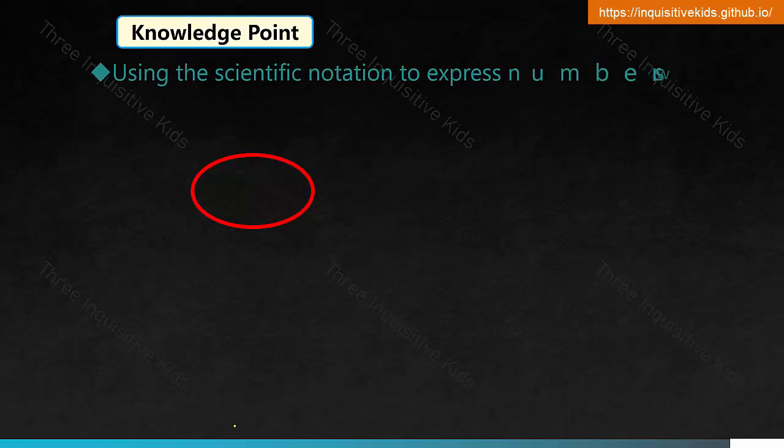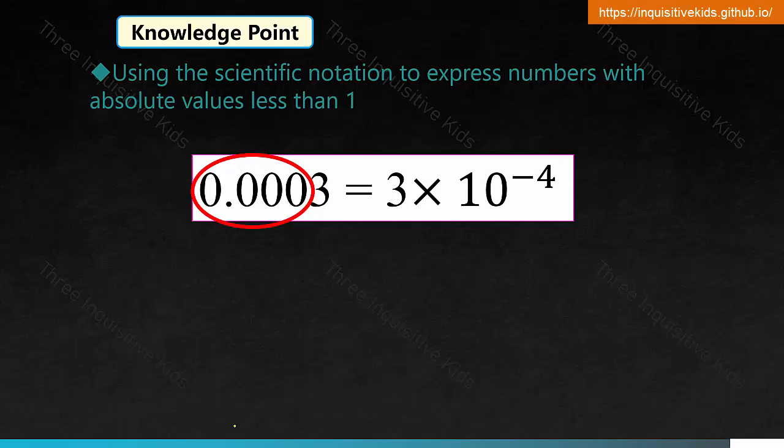Knowledge point. Using the scientific notation to express numbers with absolute values less than 1. Over here we have 0.0003, which equals 3 times 10 to the negative 4th power. We can see that there are 4 zeros, and the exponent is a negative 4.